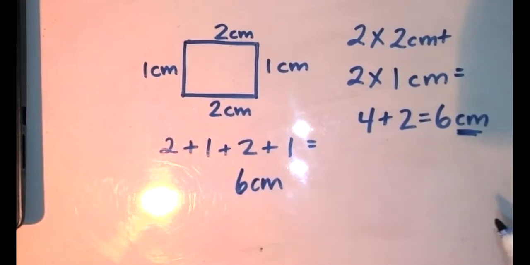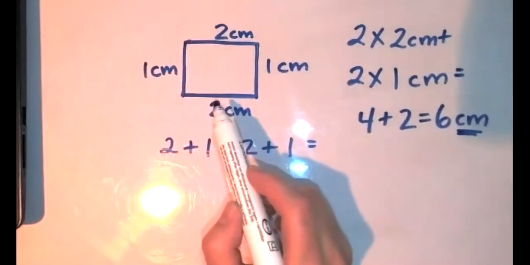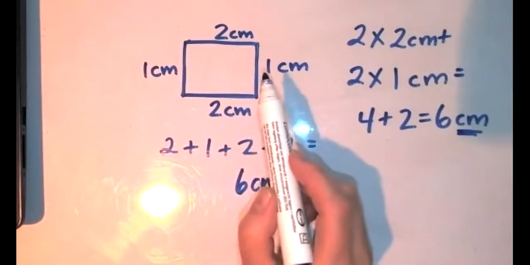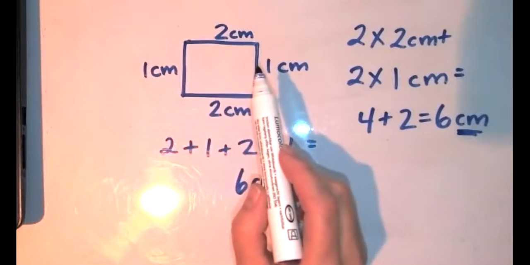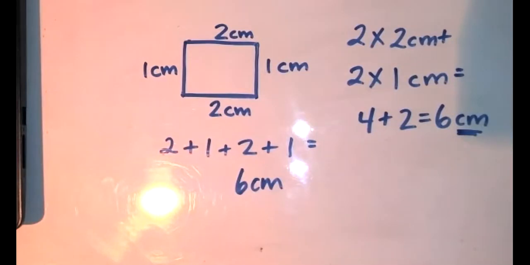Same answer. But this time I multiplied because there's 2 sides. 2 times 2, 2 times 1. And then I added that together to get 6 centimeters. And that's what they want you to do on question number 9.